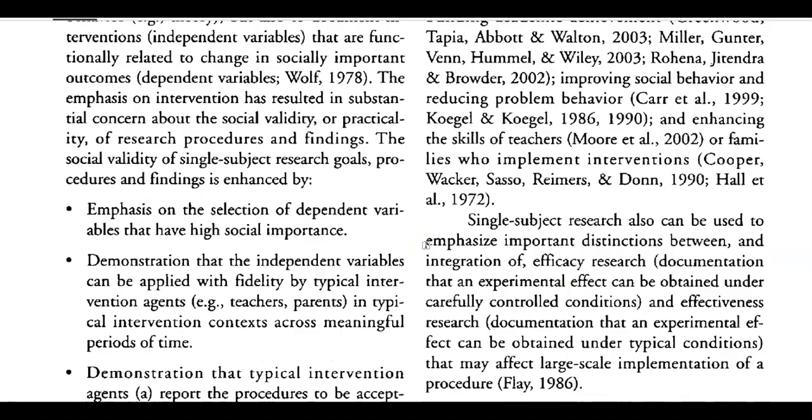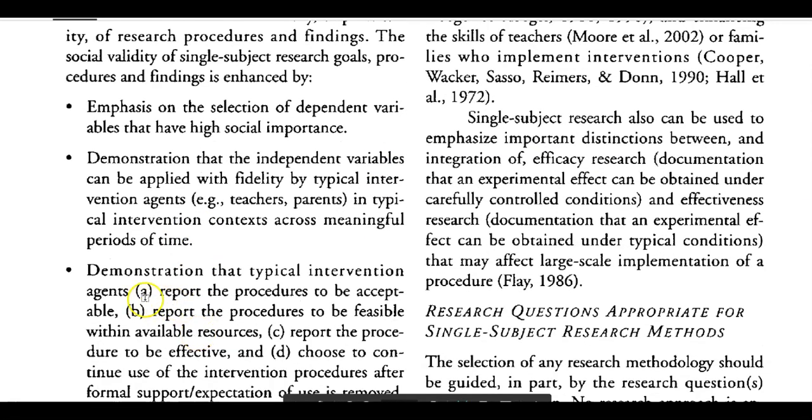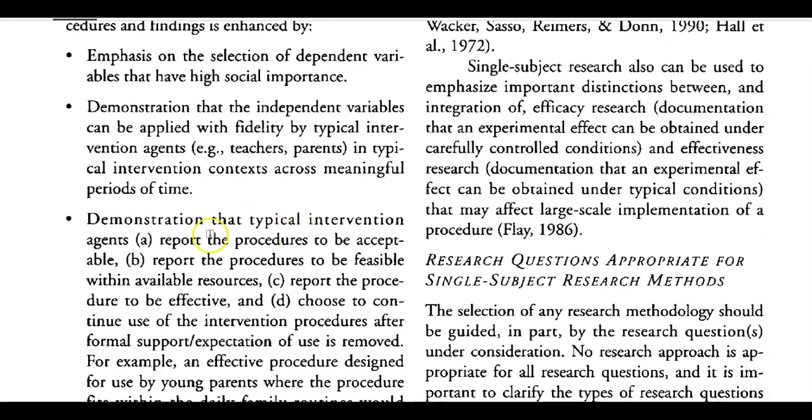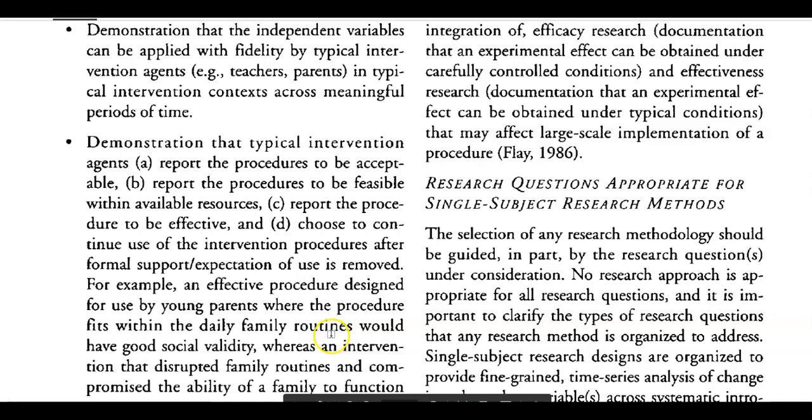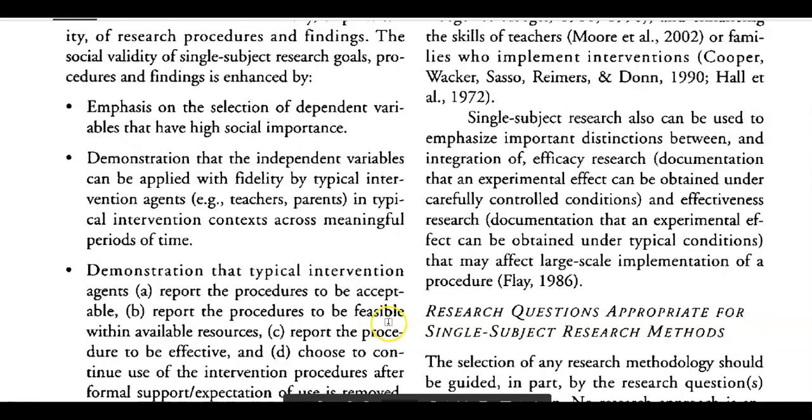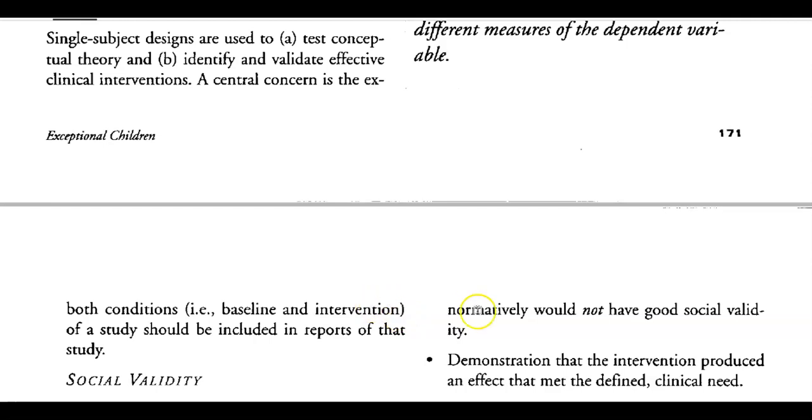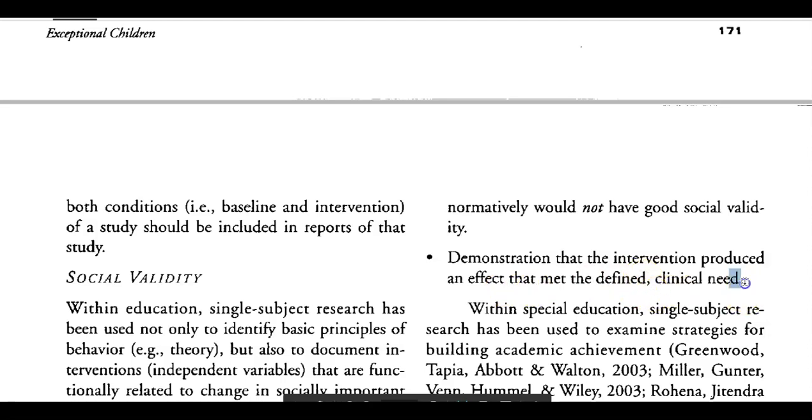Social validity should be reported in all single case research articles, with emphasis on the selection of the dependent variables having social importance, that the independent variable is applied with fidelity, and demonstration that the typical intervention agents report procedures to be acceptable and feasible. So teachers and anyone who would be administering those would find those to be appropriate. And lastly, demonstration that the intervention produced an effect that met a clinical need. So what behavior change was it? That was an important behavior change.